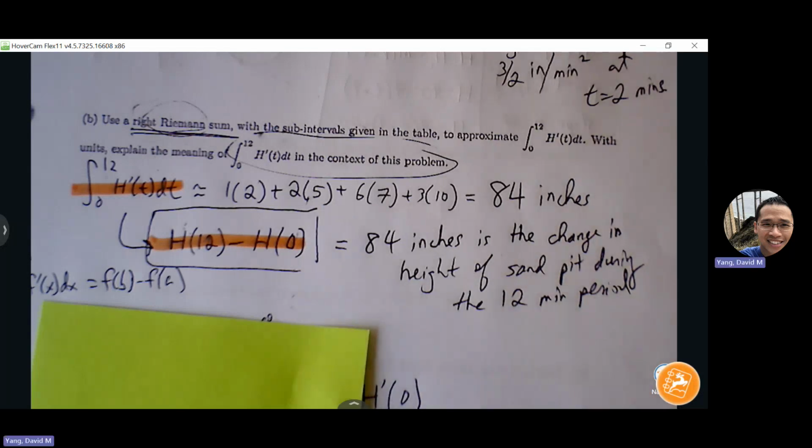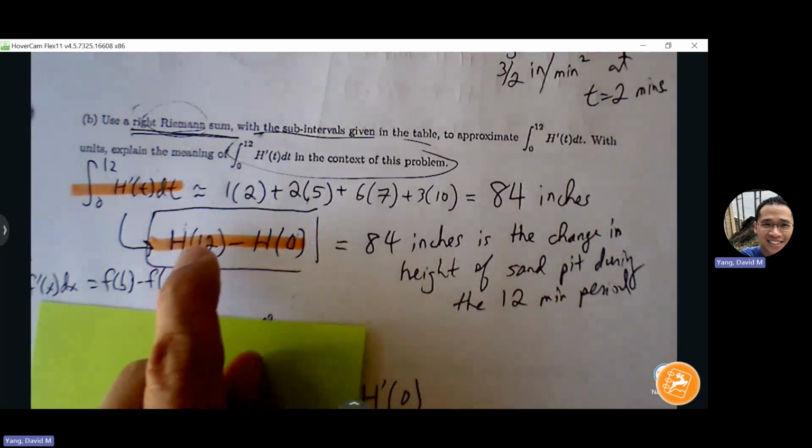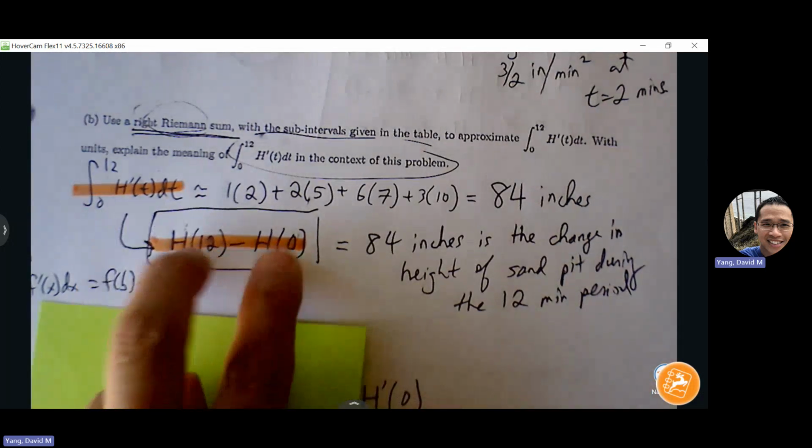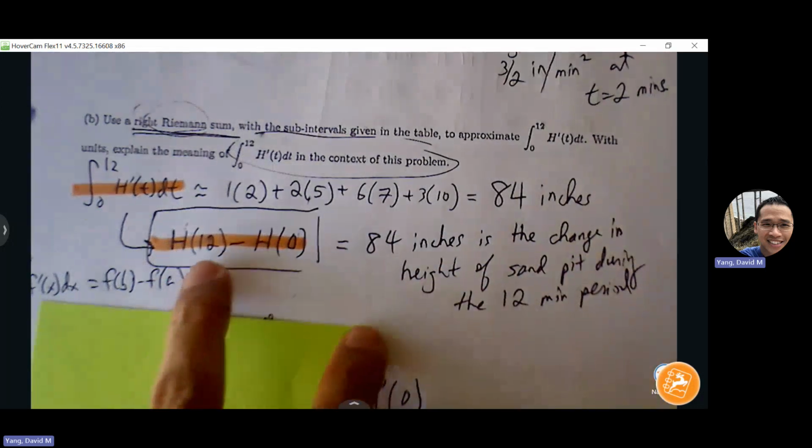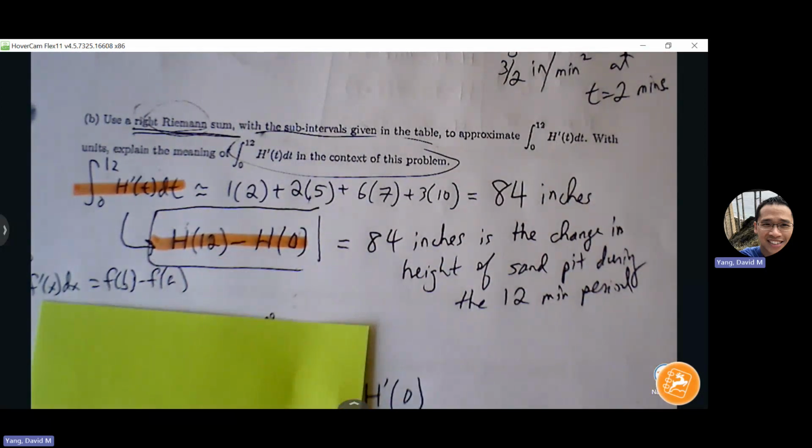Right, in College Board, they love doing this. They love to see if students can come to this conclusion. Yeah, so a lot of interpretation of the first theorem for FRQs. We're going to see that a lot, or you can expect to see that on the AP exam.